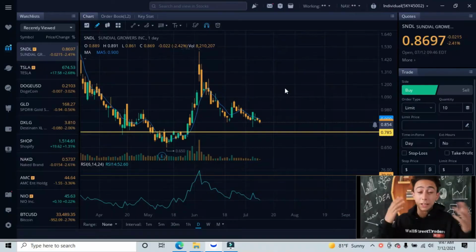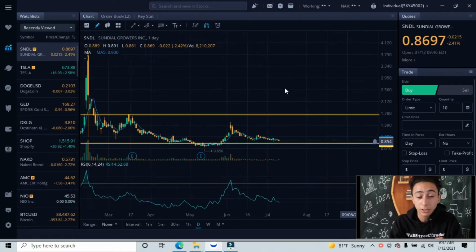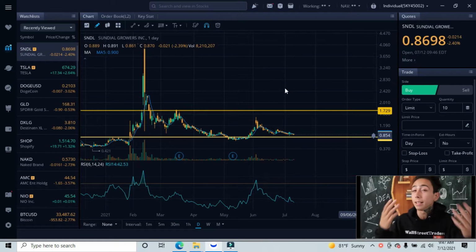Guys, so the next stock that we're breaking down for this morning is Sundial, or ticker symbol SNDL. I have my lines and graphs already set. We're starting from a higher time frame, that being the daily interval, and this allows us to find our support and resistance lines, our entries, our targets, and all that other good stuff. So let's go ahead and dive in.